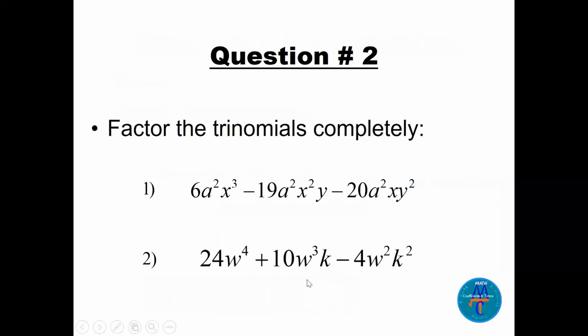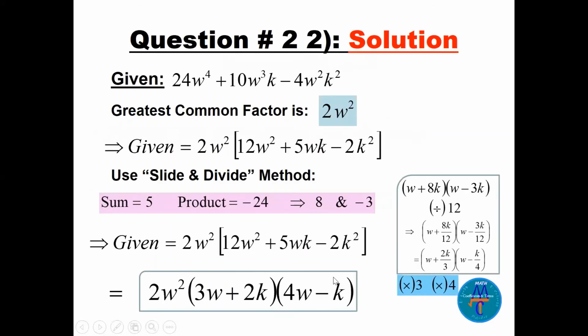So that's the factor. Can you try now 24w to the power 4 plus 10w cubed k minus 4w squared k squared? See if there is a common factor, and then maybe you have to slide and divide. Yes, let's see the common here. 2 is the common, 24, 10, 4, so 2. And w squared, there's no common in the k. So 2w squared, inside now, if you take 2 out, that's 12w squared plus 5.